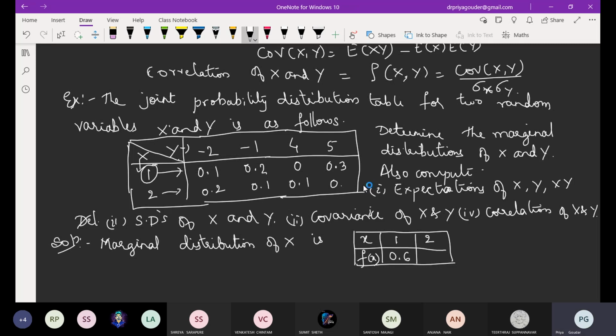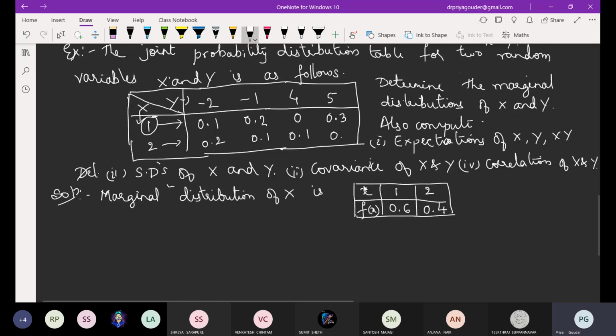Similarly, corresponding to 2, you have one row here. Add the values: 0.2, 0.1, 0.1 plus 0, which is 0.4. So this table that you have written is called the marginal distribution of X. Isn't it easy work? For this, 1 or 2 marks will be there. Similarly, the marginal distribution of Y.